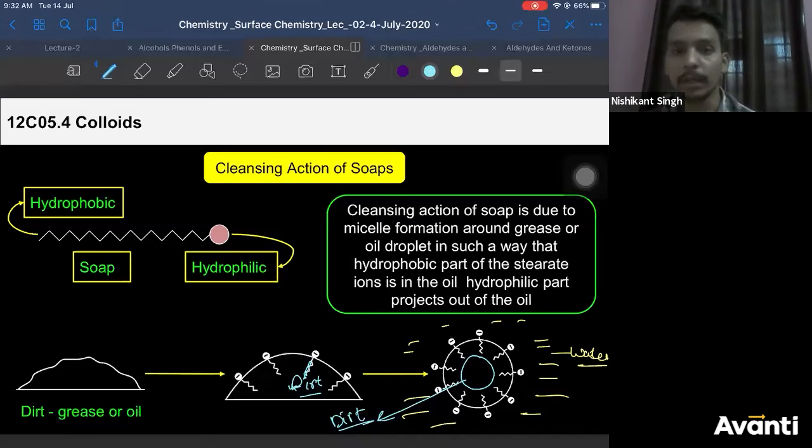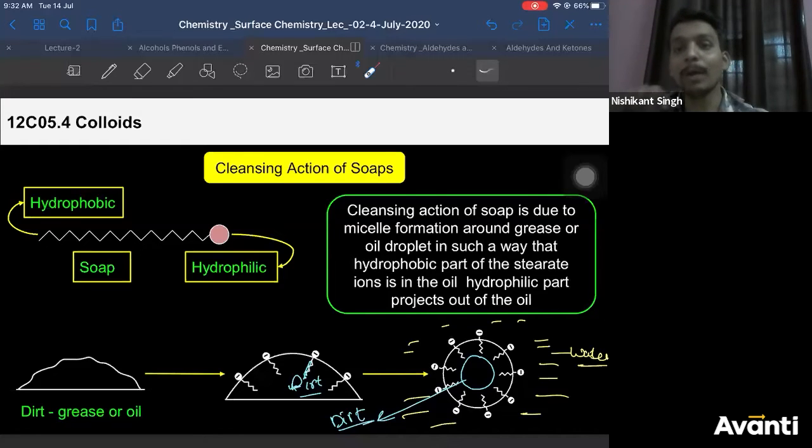Now how to remove it? When you rinse your clothes, all these micelles will fall down from your clothes, right? When they fall down from your cloth, they will bring all the dirt along with them. That's why, if you have ever washed your clothes, when you rinse them you'll see dirt coming out. The water will not be clean, it will be muddy.